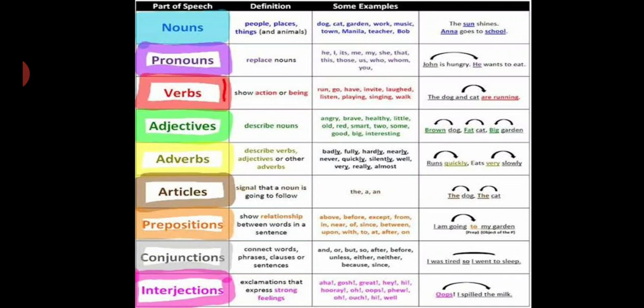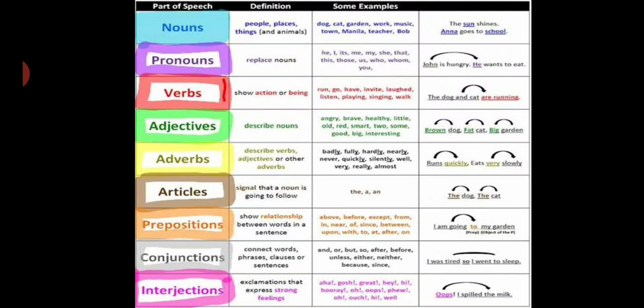The last part of speech is an interjection. It is a word which shows sudden and strong feelings. Some of the interjections are given here, and when used in a sentence it can be: oops, I spilled the milk. Here oops is an interjection. Or we take another example: wow, what a beautiful painting. Here this wow is also an interjection.